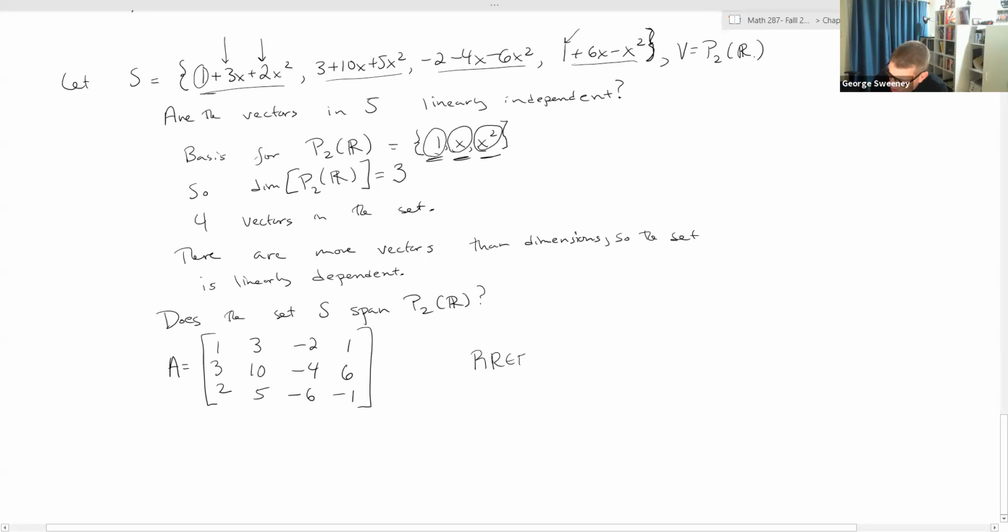And then I'll write the RREF of A right here. The RREF of A is going to end up equaling 1, 0, -8, -8, 0, 1, 2, 3, 0, 0, 0, 0. That's my RREF.